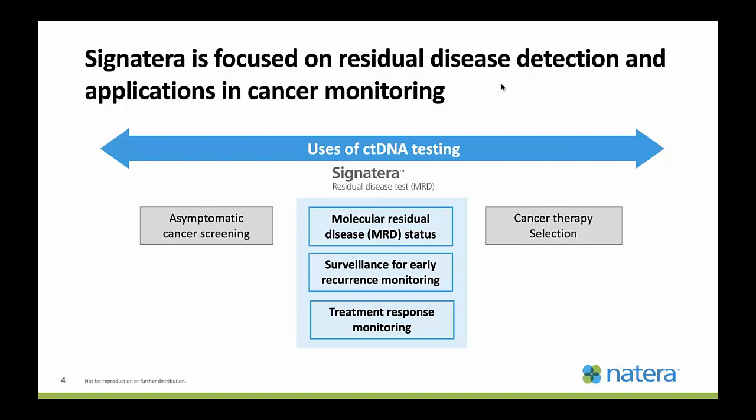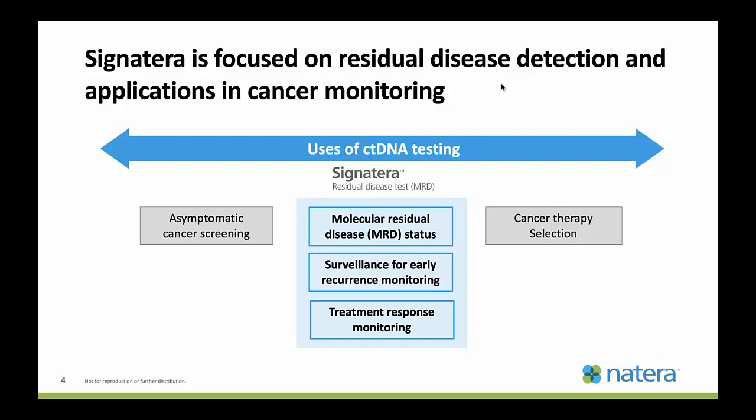This is what is typically referred to as liquid biopsy to detect mutations that have been linked to therapy benefit or treatment resistance. ctDNA is particularly helpful in this setting, especially when there is little to no tumor available. Shifting to the middle of the slide, identification and measurement of molecular residual disease is where Signatera's strength lies and where we have focused our clinical research.